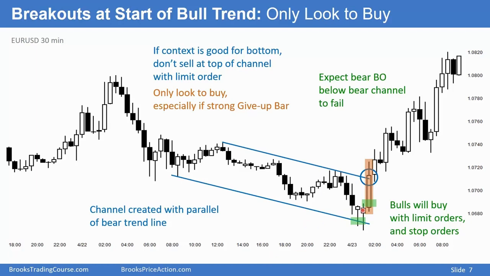A big bull trend bar early in a possible trend. It's a give up bar. The bears are giving up, and it increases the chances that we'll get a rally, at least a bull leg in a trading range, possibly a bull trend. Most bear trends end with a failed breakout below the bottom of a channel. We broke out, it failed. We tried again to break out, and it failed the second time.